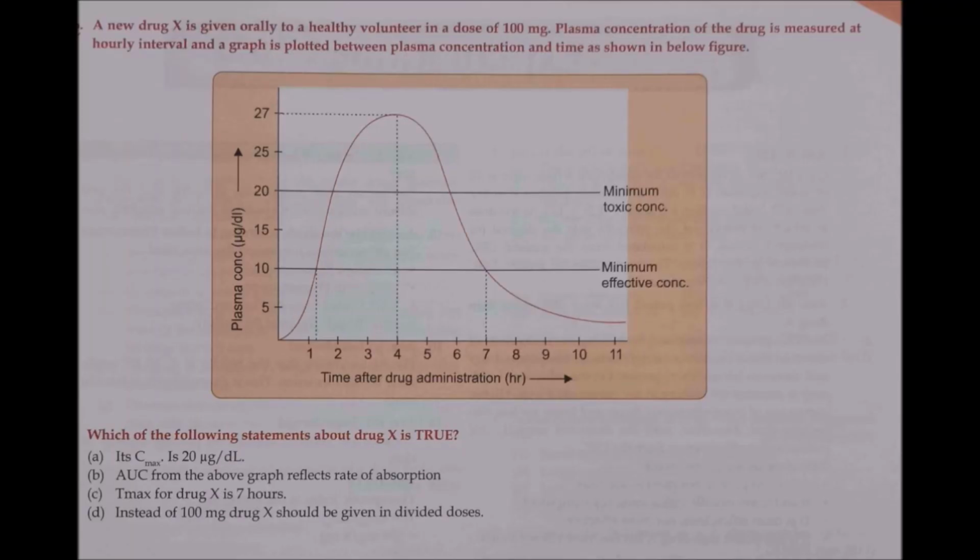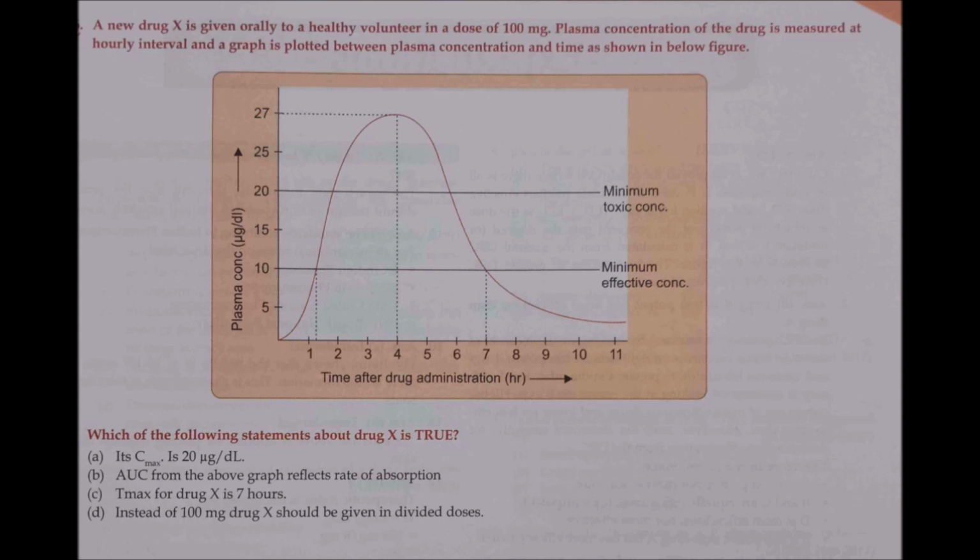A new drug X is given to a healthy volunteer in a dose of 100 mg. Plasma concentration of the drug is measured at hourly intervals and a graph is plotted between plasma concentration and time as shown in this figure. Which of the following statements about the drug X is true?